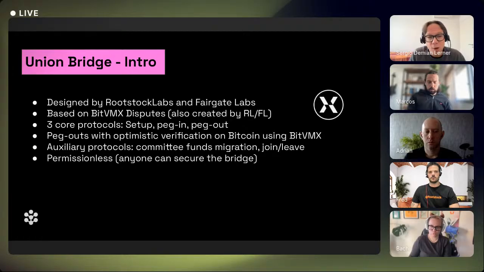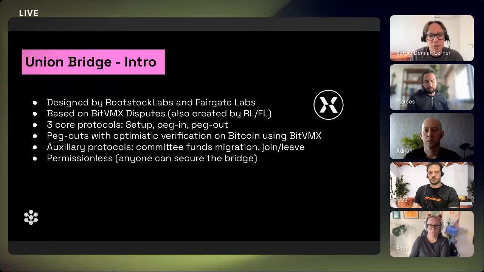And it has 3 core protocols: the setup, which happens obviously at the beginning, then we have the peg-in, peg-out, and then we have the peg-out optimistic protocol, where, when there is a burn request on the Rootstock blockchain, RBTC needs to be transferred back to Bitcoin. Then we have to create a zero knowledge proof that this event happened on Rootstock, and then this is verified optimistically on Bitcoin.